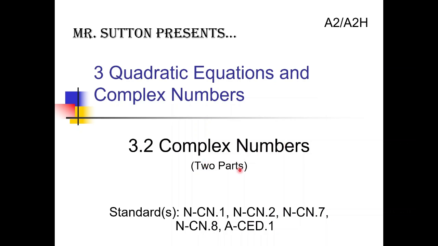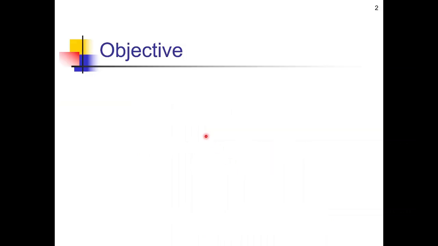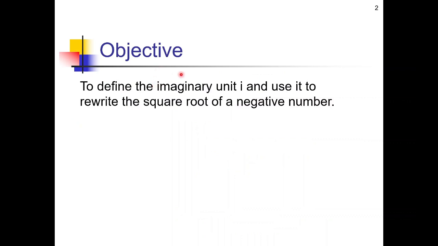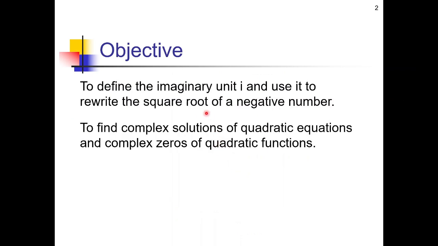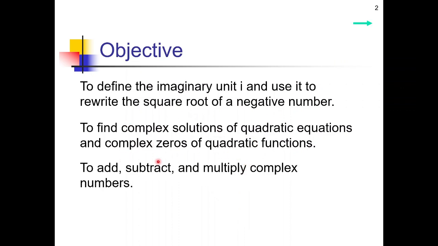This is going to be a two-parter. In this one, for part 1, we're going to be defining the imaginary unit i and using it to rewrite square roots of negative numbers. And we'll also use this to find complex solutions of quadratic equations and complex zeros. In part 2, we will be adding, subtracting, and multiplying these complex numbers.